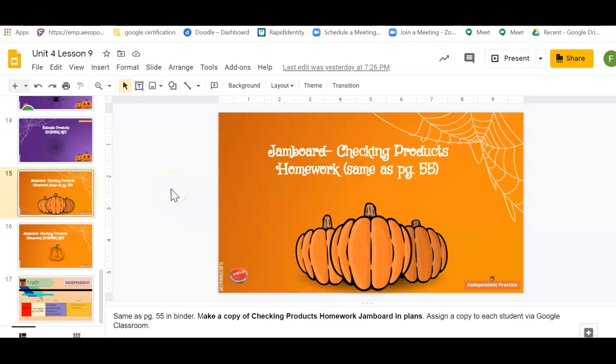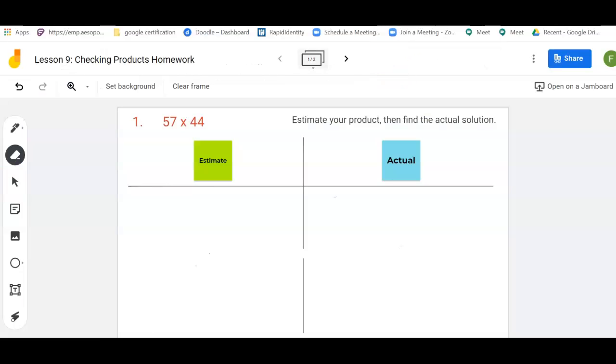Now, for additional practice, there's another Jamboard that's been assigned to you, checking products homework, for you to do independently just to get more practice. And this is the Jamboard here. This is another one, and this one has 3 different problems on it. 57 times 44 is the first one. Estimate and then find the actual solution. So you're estimating over here, and you solve an actual problem on this side.